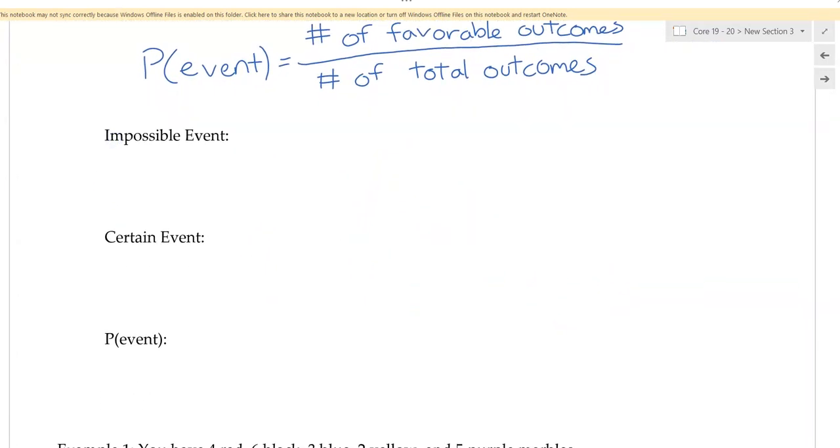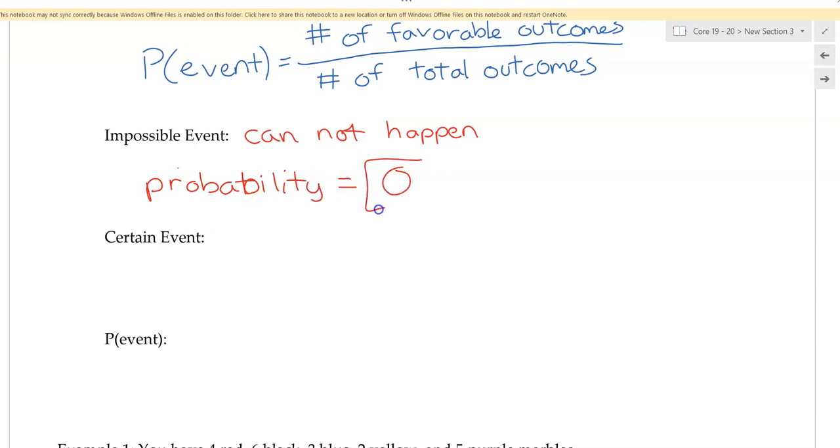All things fall in a spectrum between impossible and certain. So an impossible event cannot happen. And the probability of an impossible event is 0. It will not happen at all, which is the same as 0%. That's easy.